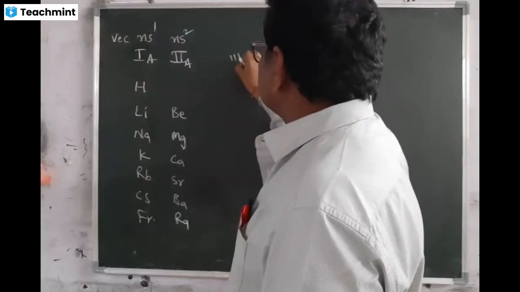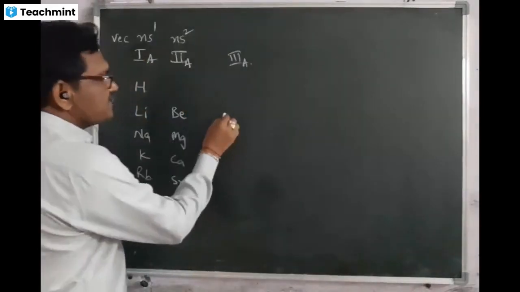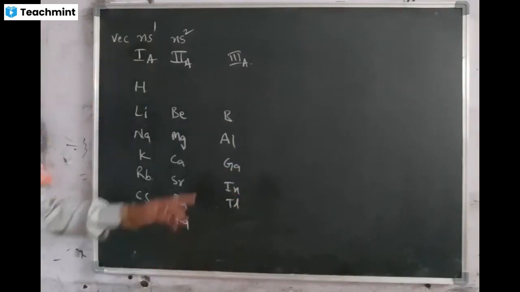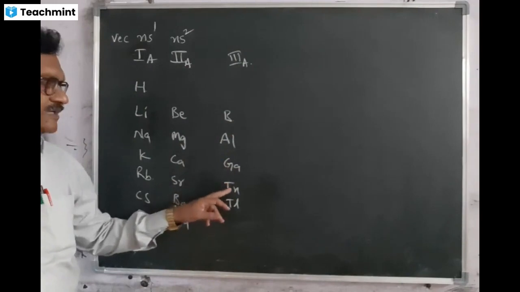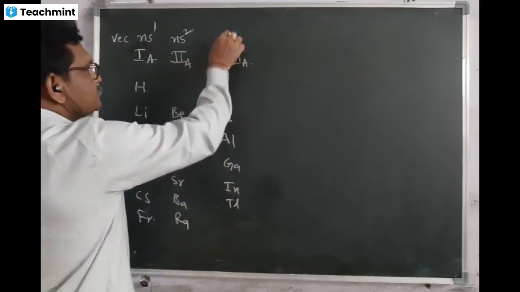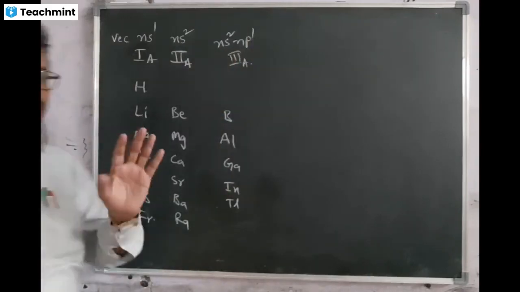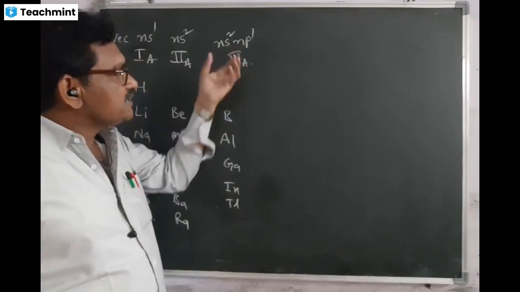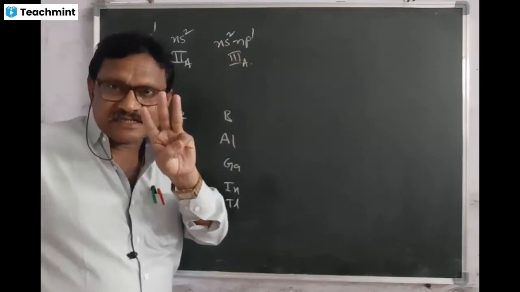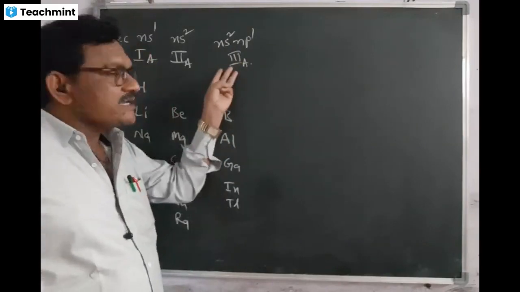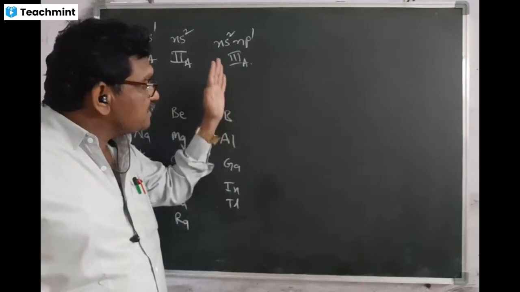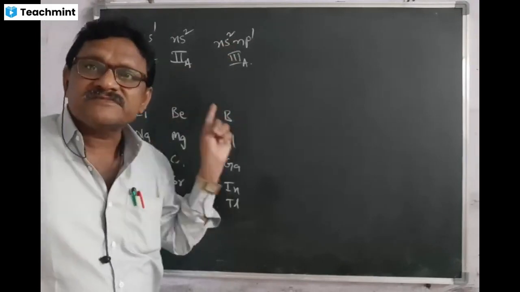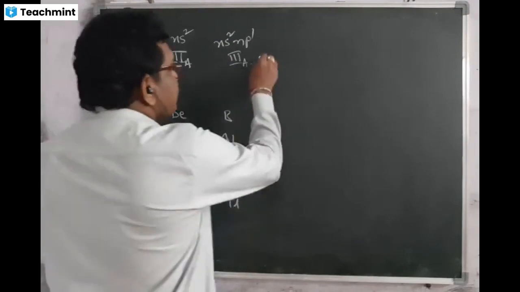Then I write the third group elements. Boron, aluminium, gallium, indium, thallium. The outer configuration is ns2 np1. That means these elements have 3 valence electrons. Why are these placed in the third group? Because all have 3 valence electrons. That's why the group number is 3. This is very important, remember it. Don't forget this.